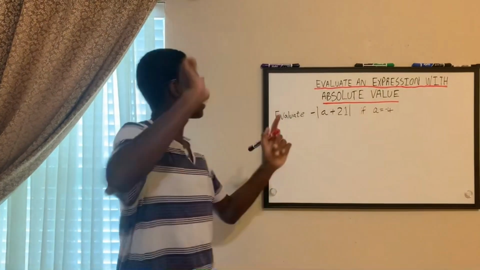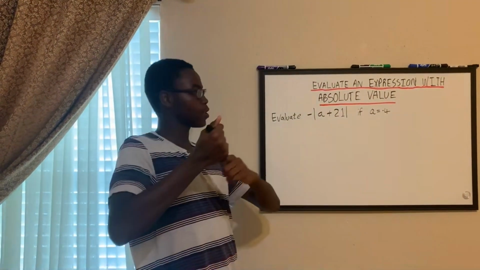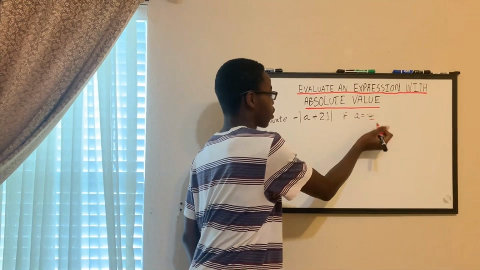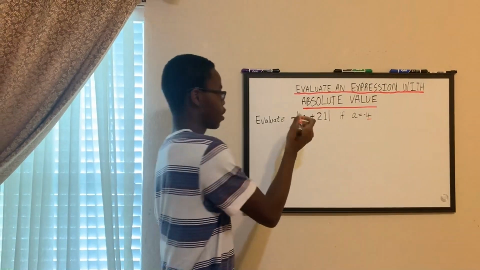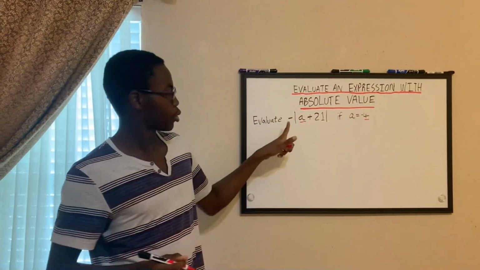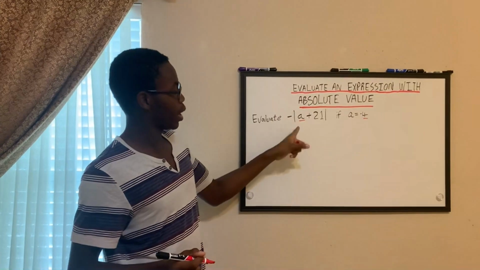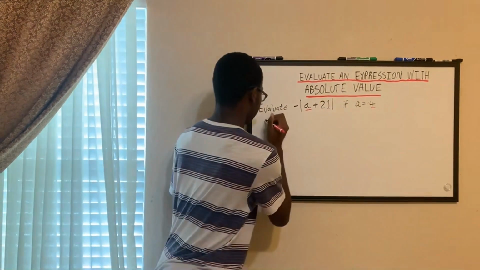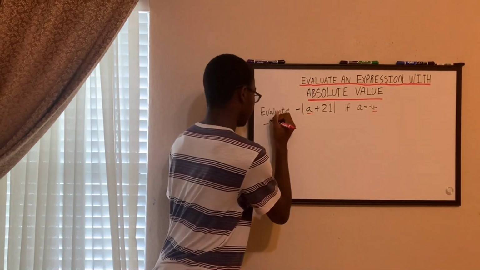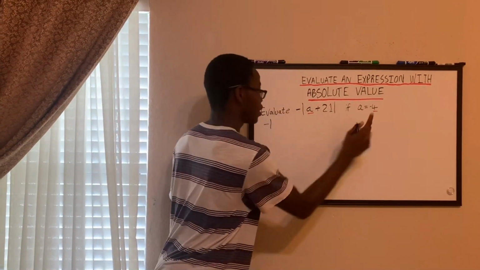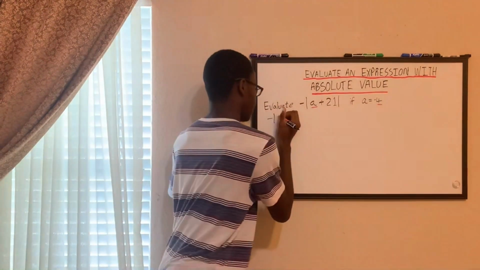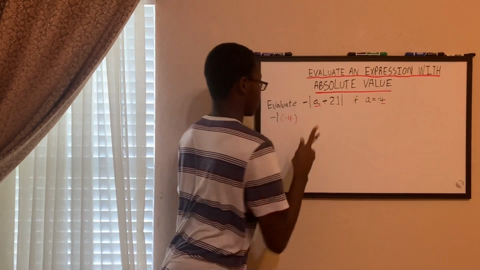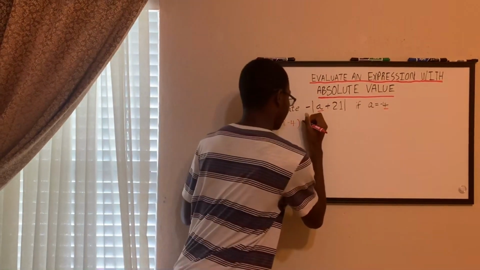What's up guys, I have an absolute value expression here where we're supposed to be plugging in a equals -4. We're going to be plugging in -4 for a, and the absolute value expression is negative absolute value of a plus 21. So let's get started with it. We start off with the negative absolute value, and then we plug in the -4 for a, and it's going to look like this: -4, and then you have the plus 21 after that.